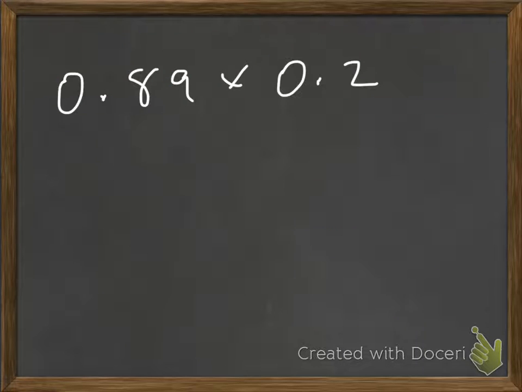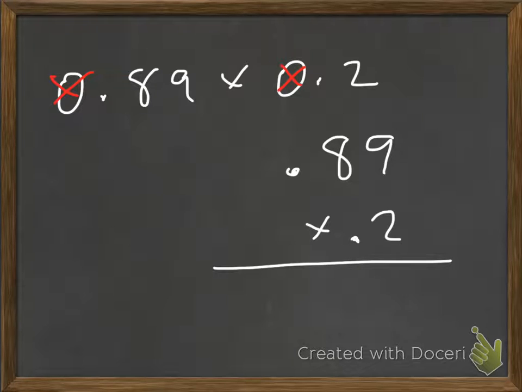Here we have 0.89 times 0.2. Again, I'm going to get rid of my zeros and rewrite the problem down here. And a lot of times the multiplication is fine, but they put the decimal in the wrong place.